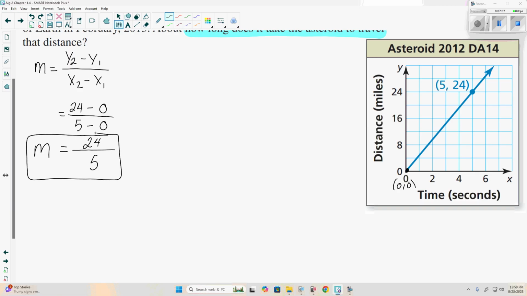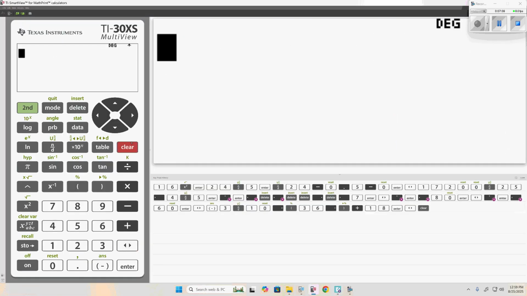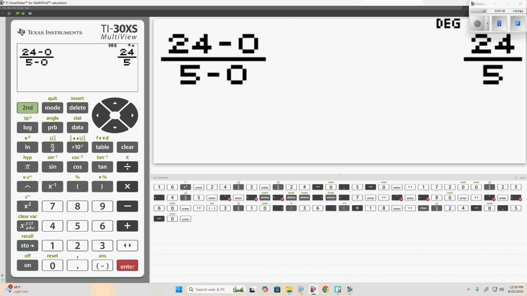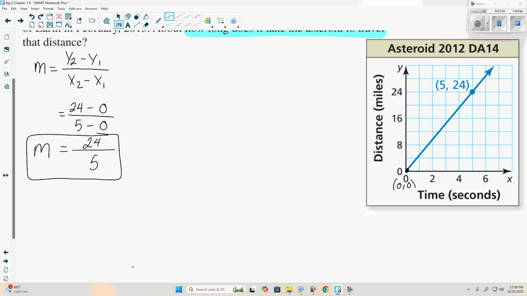24 over 5. Now the other way we could have done this, we could have taken a calculator and said 24 minus 0 over 5 minus 0, 24 over 5. It doesn't reduce. So our slope for this here is 24 over 5. Questions on how we found the slope?